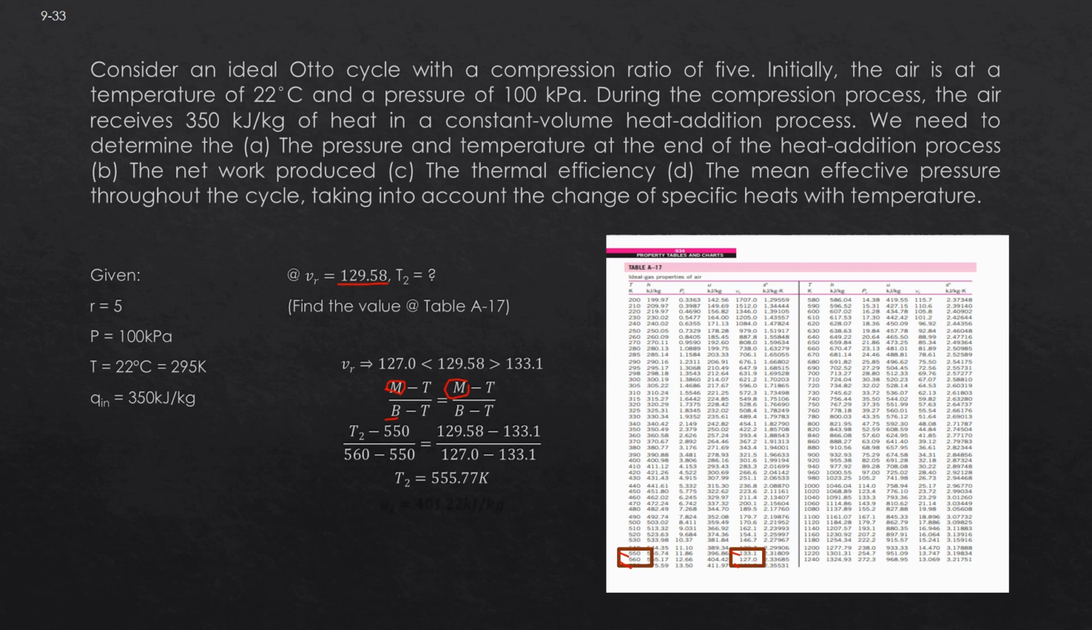We can also solve for the internal energy at state 2 using the same equation, and we will get the internal energy at state 2 is equal to 401.22 kilojoules per kilogram. Now that we have the temperature at state 2, we can solve for the pressure at state 2.